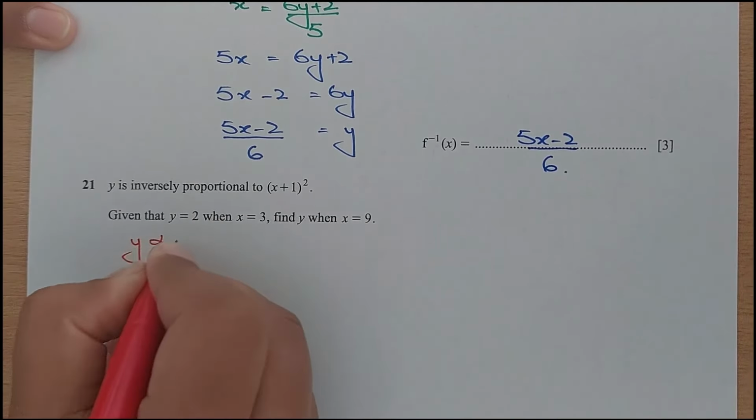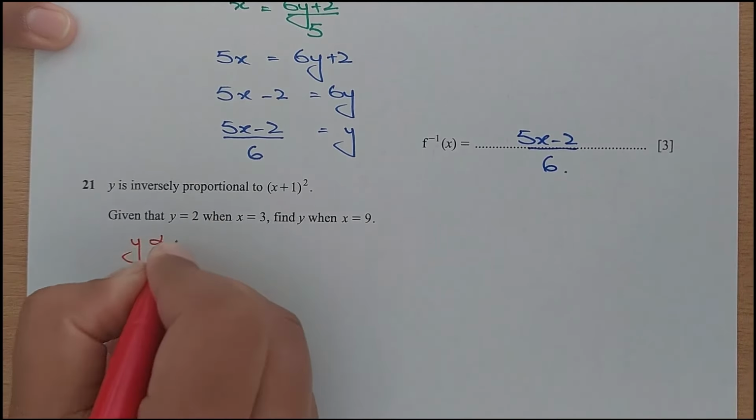So 2 equals k over 4 squared, and 4 squared is 16. 2 times 16 equals the k value. So 2 times 16 is equal to 32. So the k value is 32. Let me put the k value back. So we have y equals 32 over (x plus 1) whole squared.